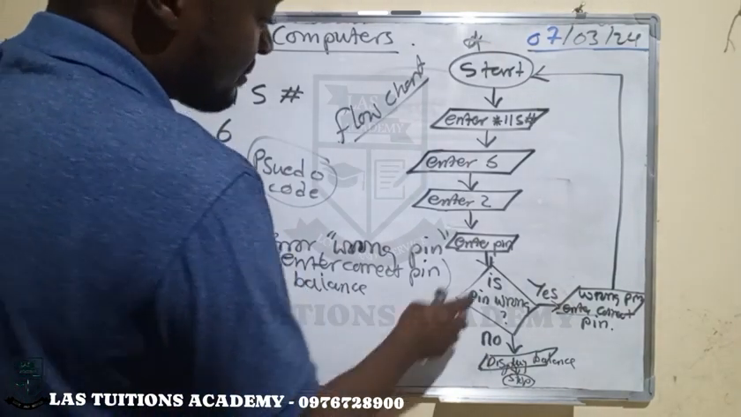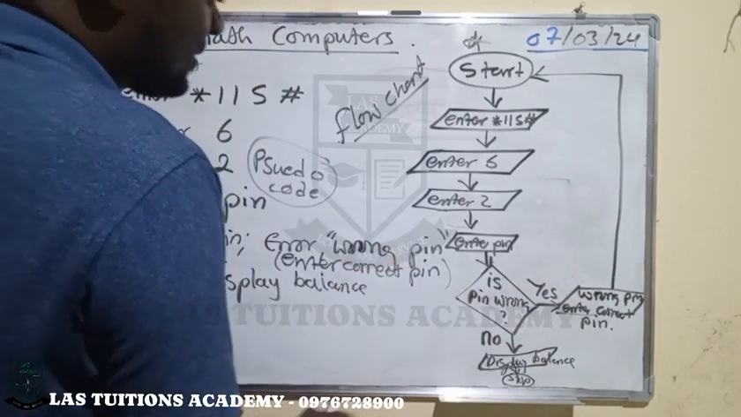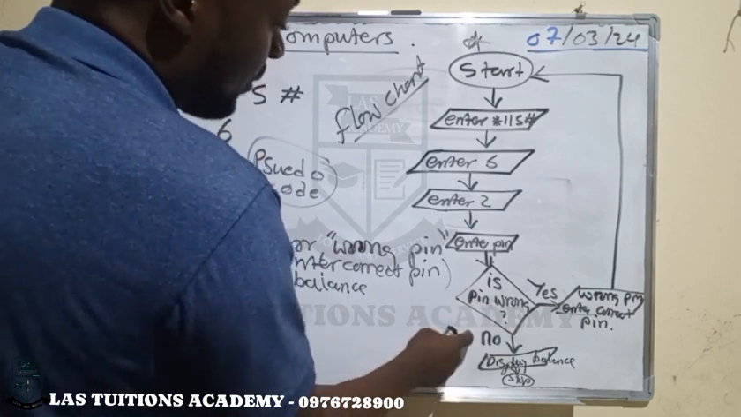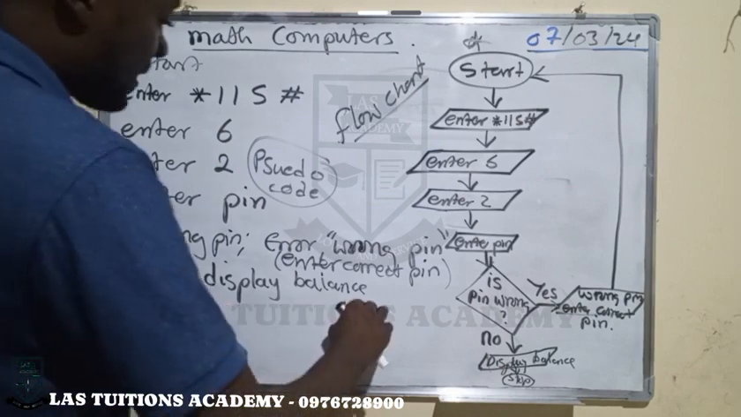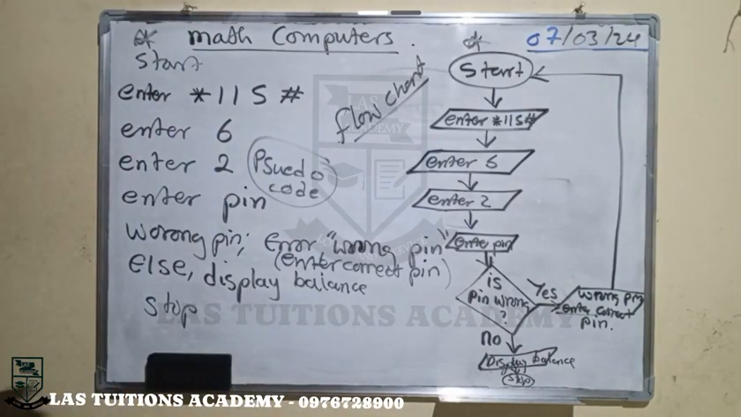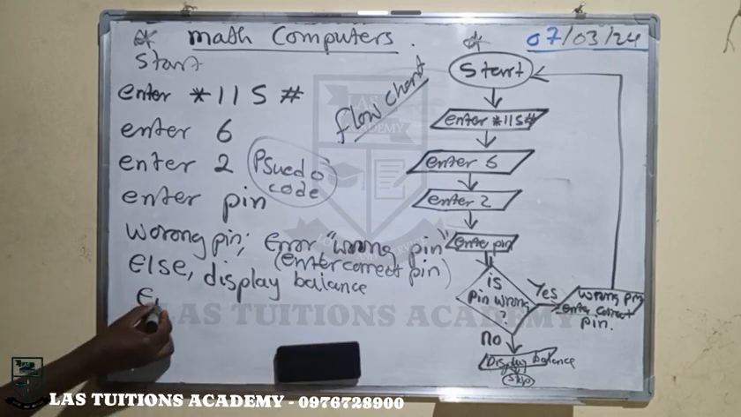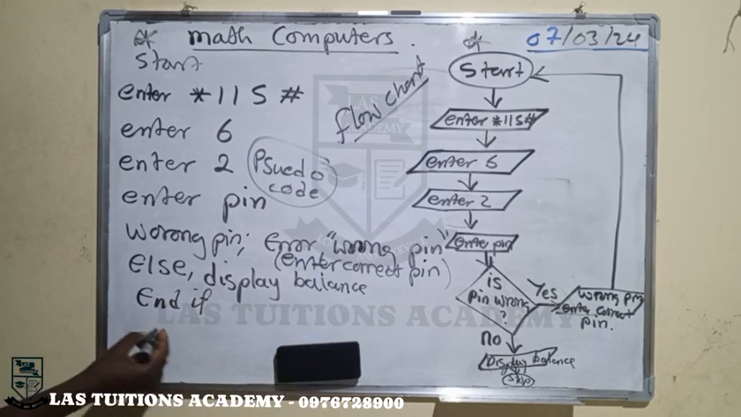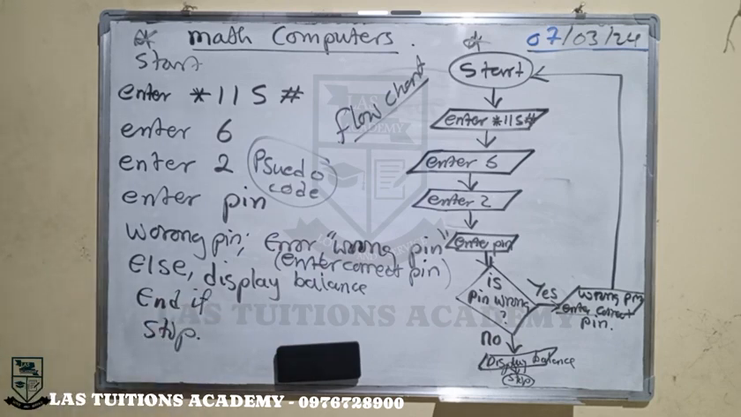That's why I'm saying, is pin wrong? Yes, meaning the pin is wrong, you display this message. If is the pin wrong? No, meaning the pin is correct, you display balance. This is the else display balance. Then usually there is another word that I have forgotten which says end if, then stop. That's what we have. Any question before we can go to the exam question? Any question?